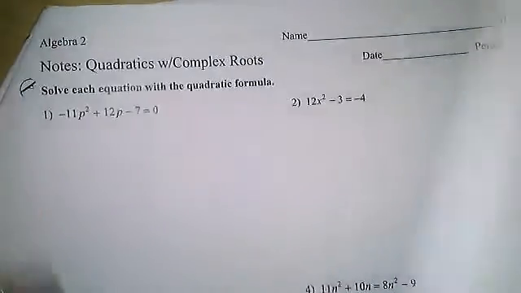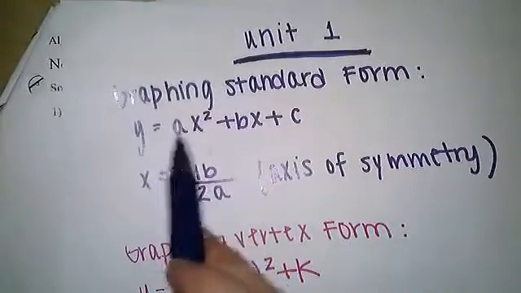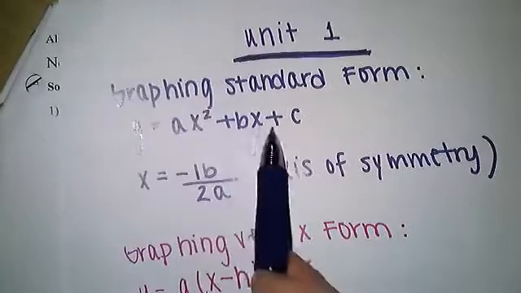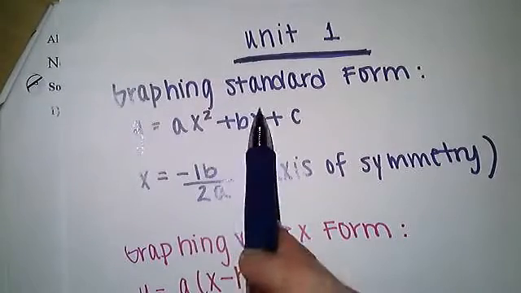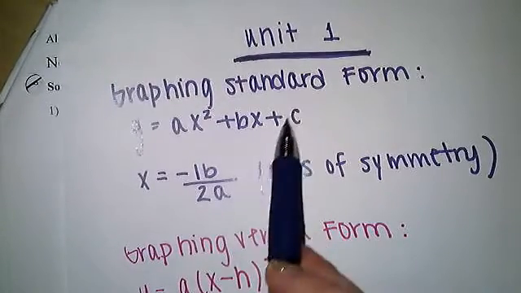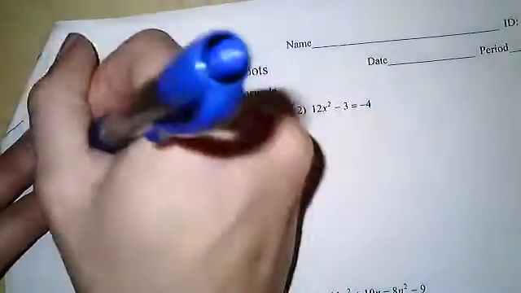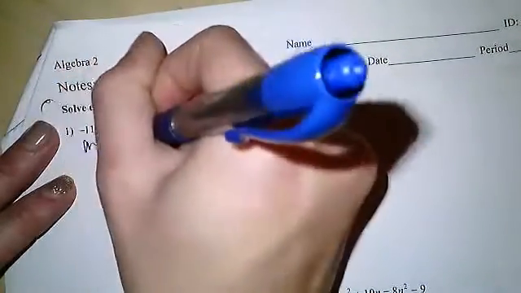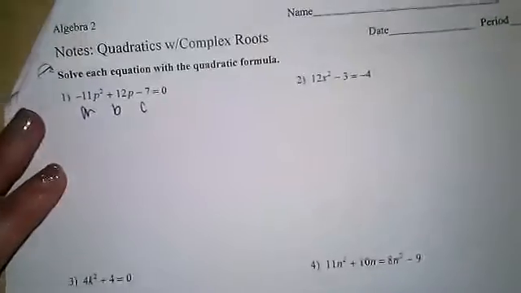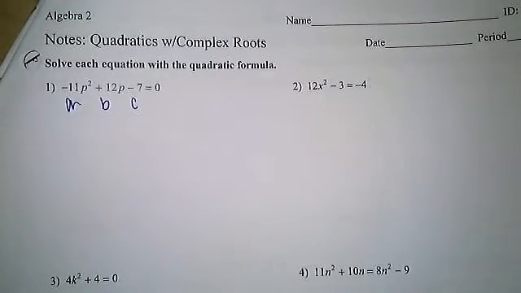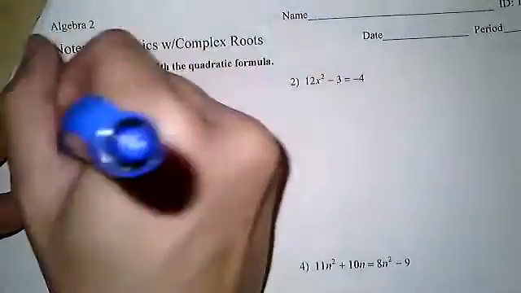So on your formula sheet, once again, we want to reiterate the squared term goes first, the term with just the variable goes second, and the term with just the number goes at the back. So this is A, this is B, and this is C. And we always want to make sure it's set equal to 0 before we label. So we're going to go ahead and plug into the quadratic formula.